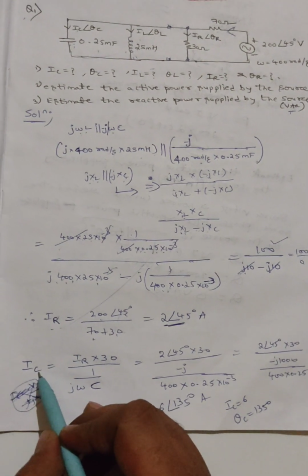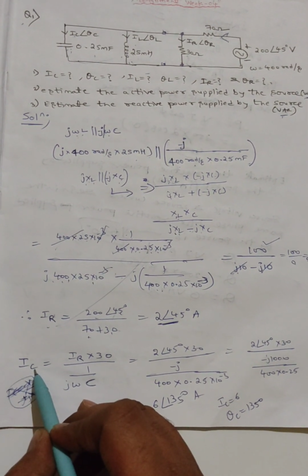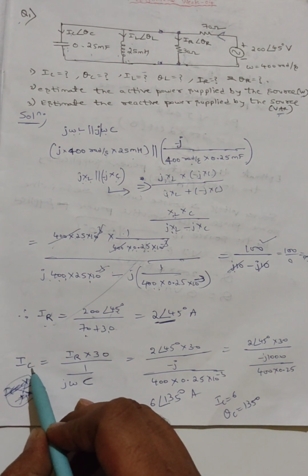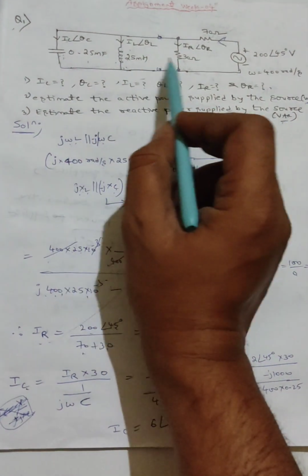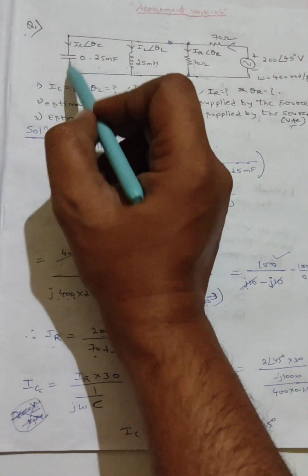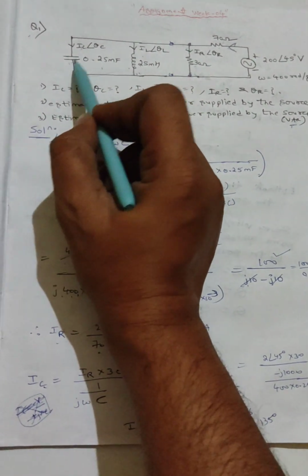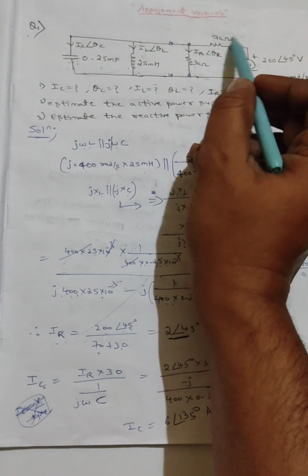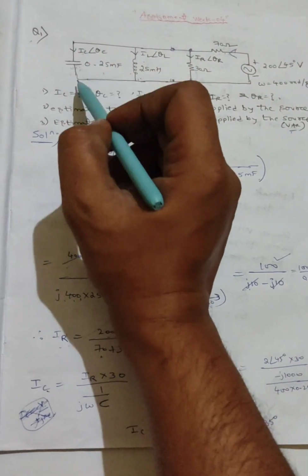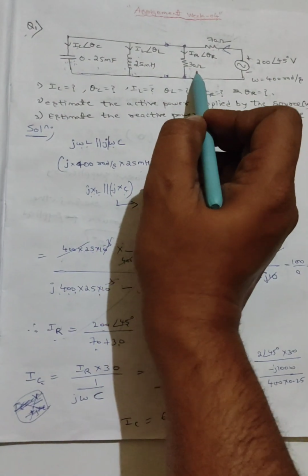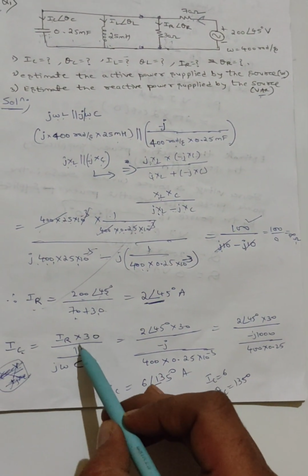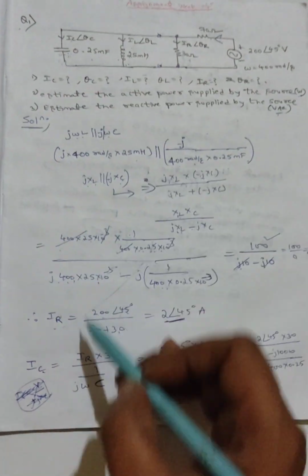Let's check out what is the current through the capacitance. I want to find the current in this branch. For this capacitor, we know the supply current is IR. We need to take the opposite resistance: IR into 30 divided by 1 by j omega C.